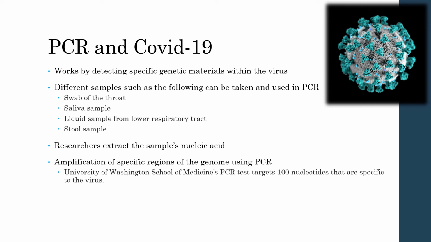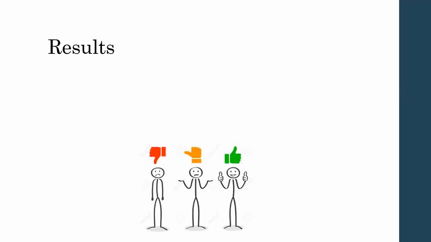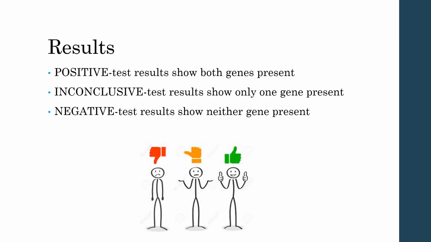Now, the University of Washington School of Medicine chose 100 nucleotides that were very specific to the virus, and within those 100 nucleotides were codes for 2 very specific genes for the virus. A lot of other tests have found very similar things, and that is how they're using PCR to determine whether somebody has the virus or not. With the results, it's positive if both genes are present. It's inconclusive if only one of the genes is present, and negative if neither one is present.